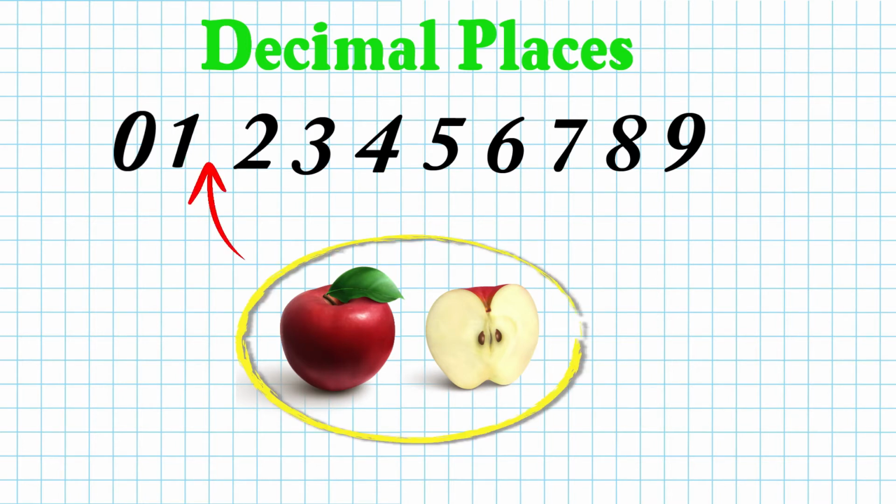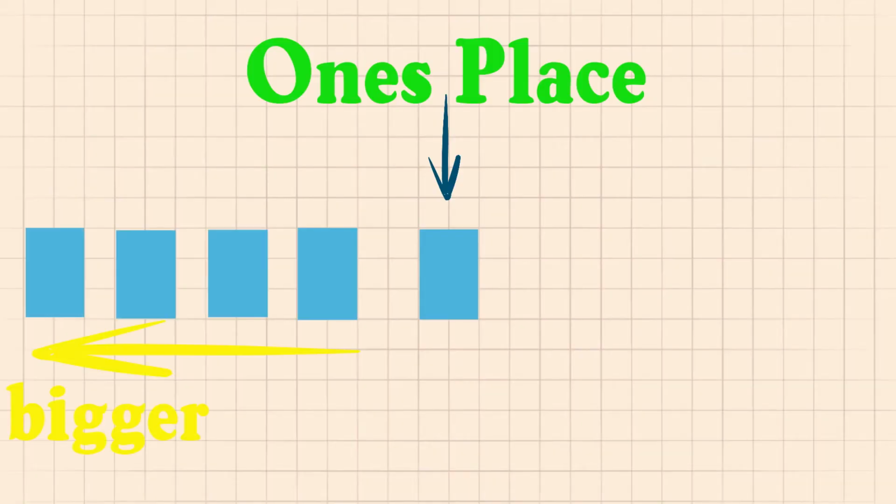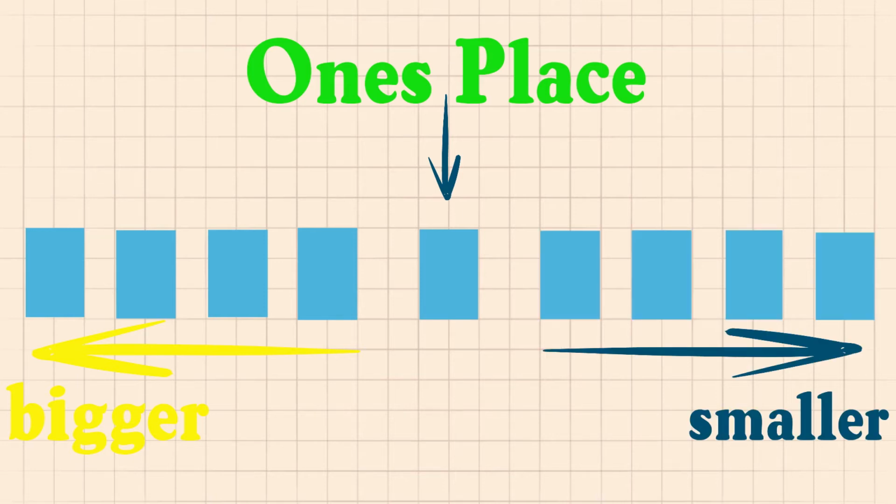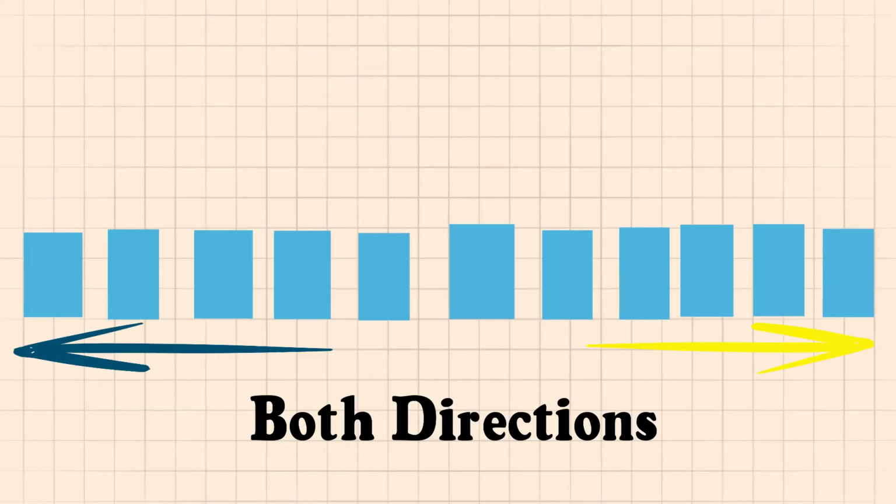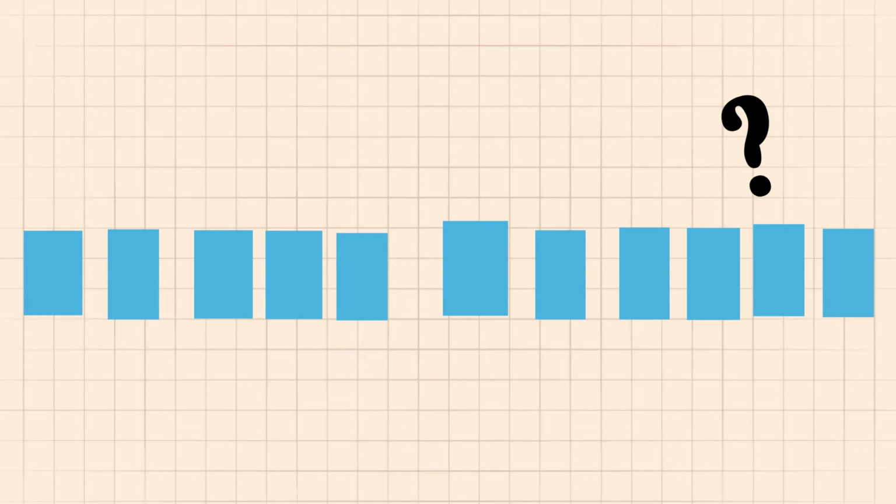You may have noticed that as we have bigger numbers, we add a new place value on the left. So for smaller numbers, we use place values at the right. But if the numbers keep on extending in both directions, how do we know which number represents which value?